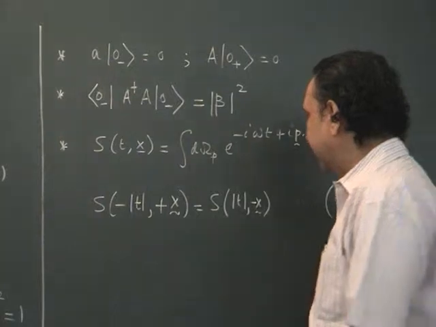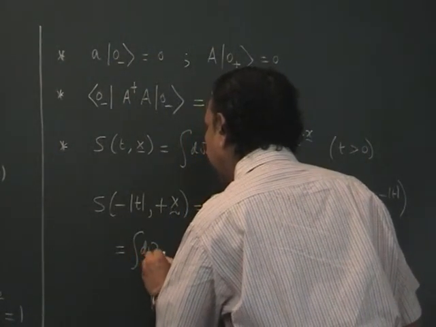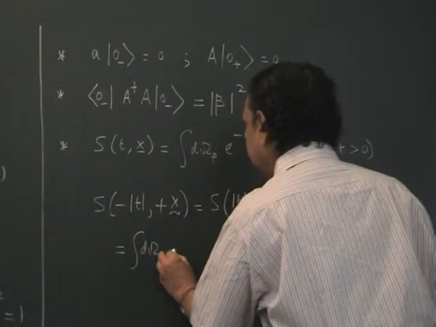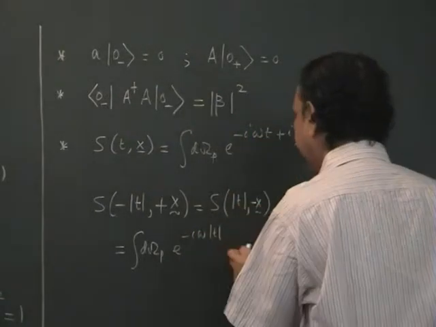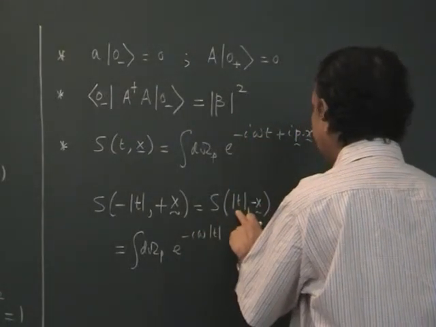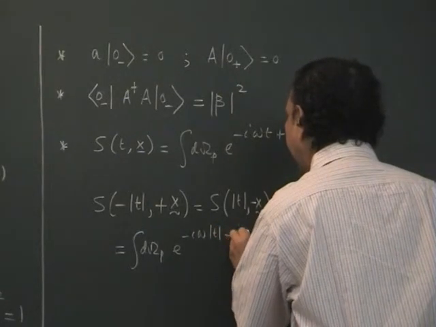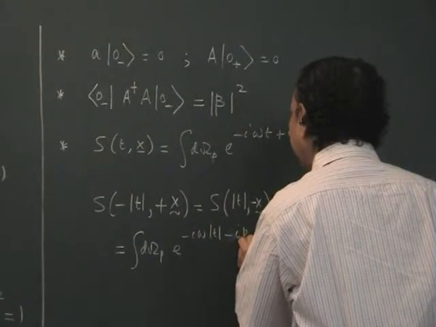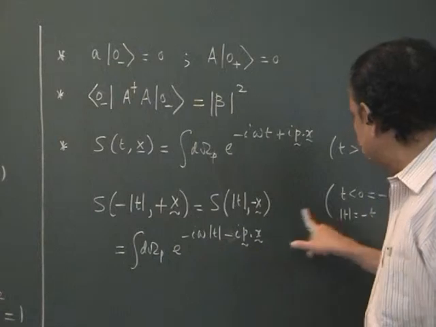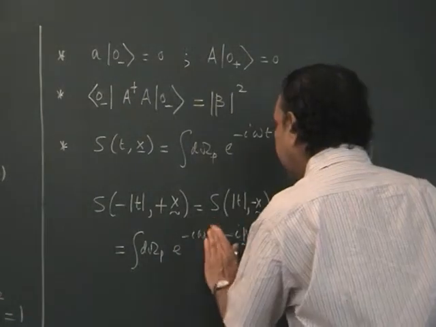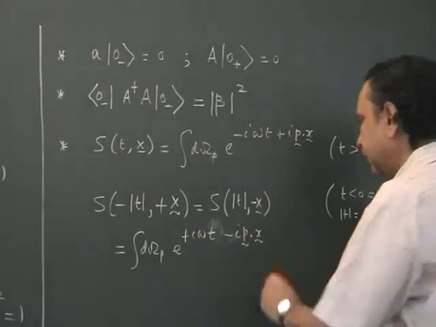Okay? Now, what is this? This is going to be integral d omega p e to the minus I omega modulus of t. Just plug it into that because this is now positive time, so I know the expression. And minus I p dot x, because this x becomes minus x. Then we know that modulus of t is minus t here, so I replace it by minus t. So this becomes this. So this is what we found.